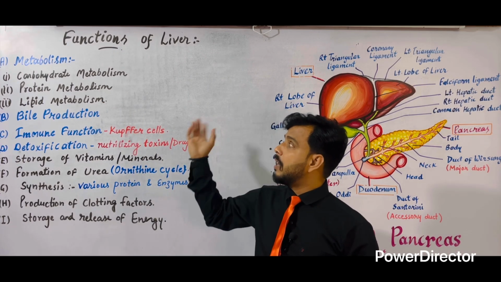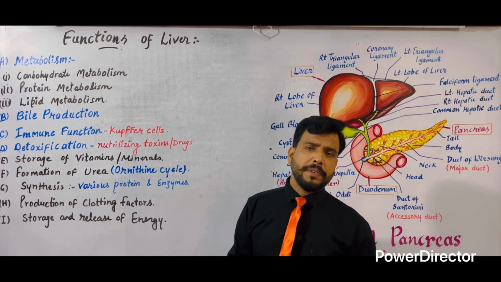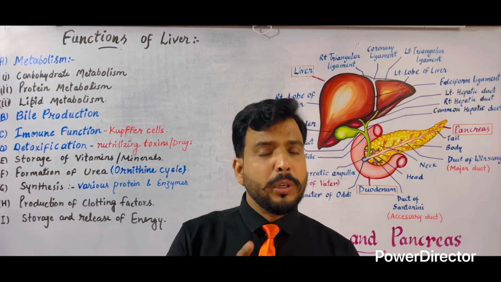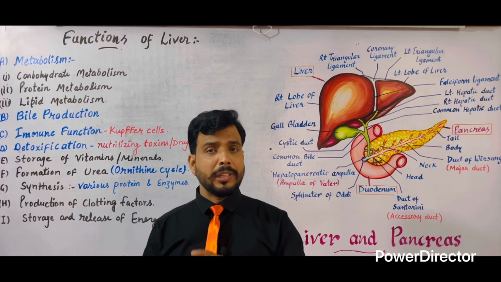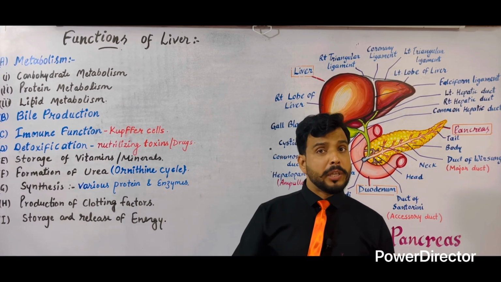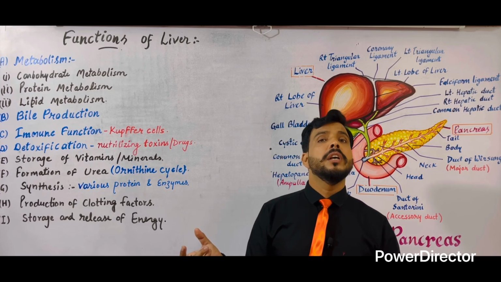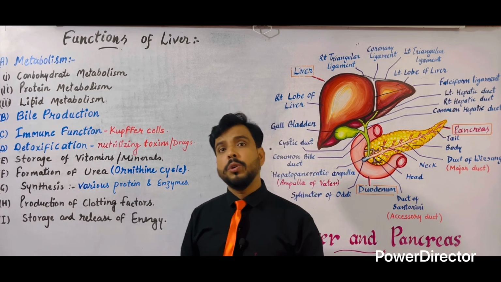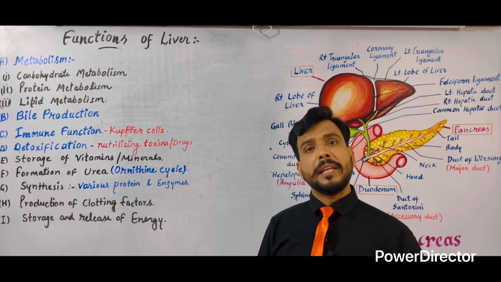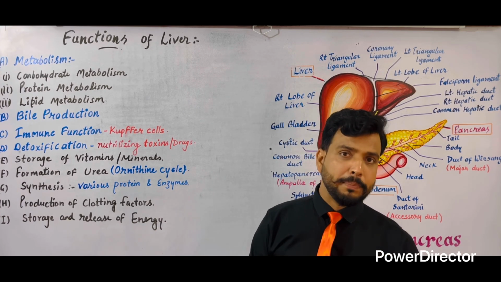So the first one is carbohydrate metabolism. As we know, glucose and glycogen are various forms of carbohydrate. When glucose is converted into glycogen or glycogen is converted into glucose, the phenomenon is known as carbohydrate metabolism. So all the chemical reactions related to carbohydrate are termed carbohydrate metabolism, and the liver plays a very important role in carbohydrate metabolism.